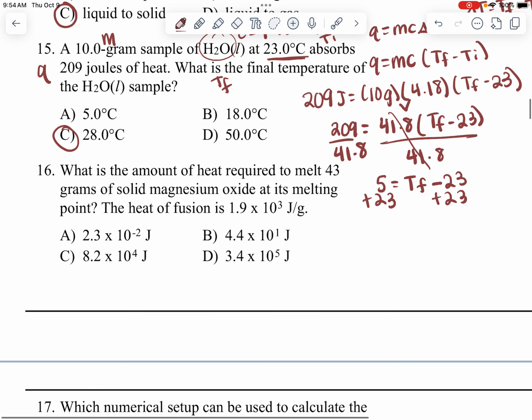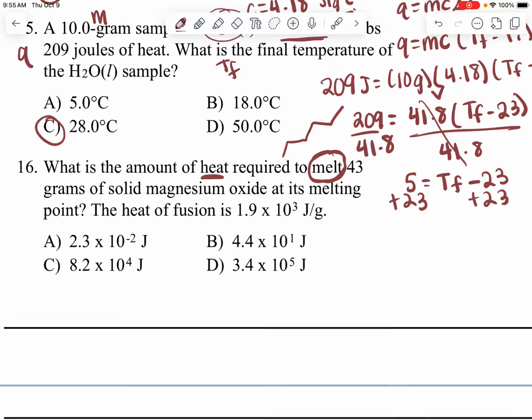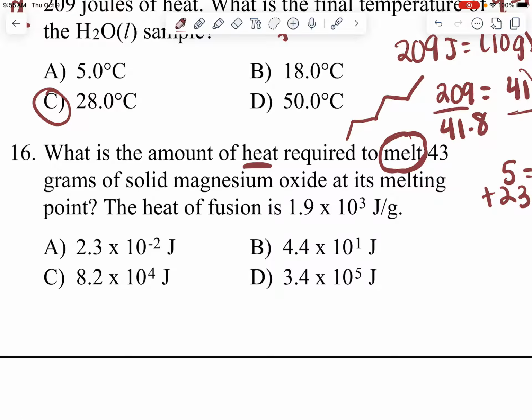All right, 16. What's the amount of heat? Okay, we're dealing with our 3 heat equations. Required to melt. Okay, this is your alert symbol. Melting is a phase change, so we cannot use Q equals MC delta T because we do not have a change in temperature. Think about our heating and cooling curve. The flat parts are the phase changes. We have no delta T. Because I am melting, I need to decide, am I using Q equals MHF or Q equals MHV? Since I'm melting, there's no gas, there's no vapor, I'm going to use Q equals MHF.